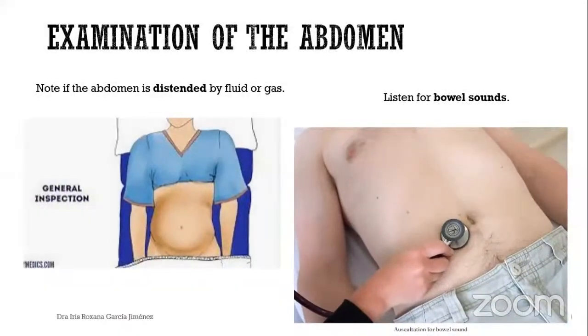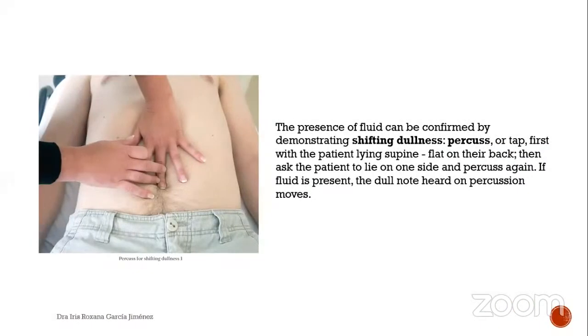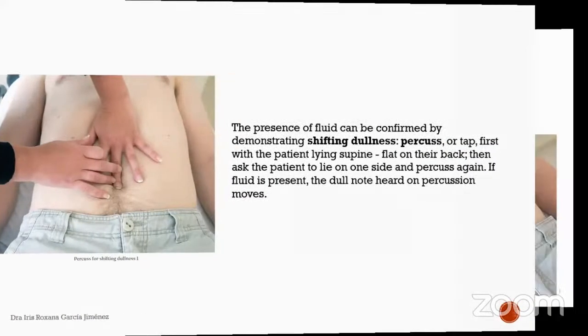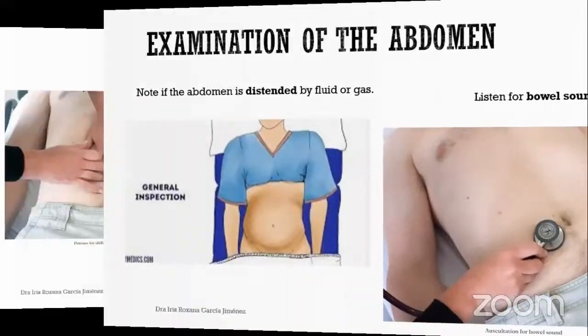Let's go to the examination of the abdomen. On inspection, note if the abdomen is distended by fluid or gas, right? We all know how to do it, just check this, right? About the auscultation, listen for the bowel sounds, listen for the intestinal sounds. We know how to make its description, right? Tomorrow we are going to talk about it during the workshop, so don't worry about it.